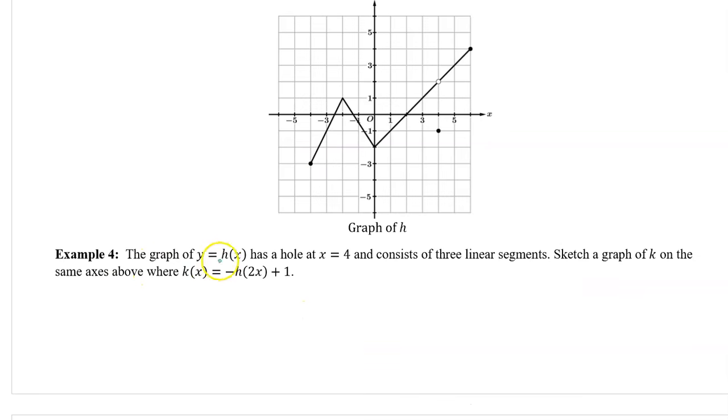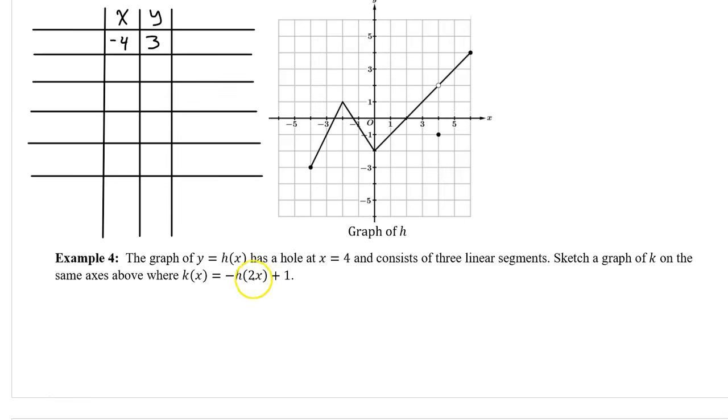Example 4. The graph of y equals h of x has a hole at x equals 4 and consists of three line segments as shown. Sketch a graph of k on the same axes where k of x equals negative h at 2x plus 1.